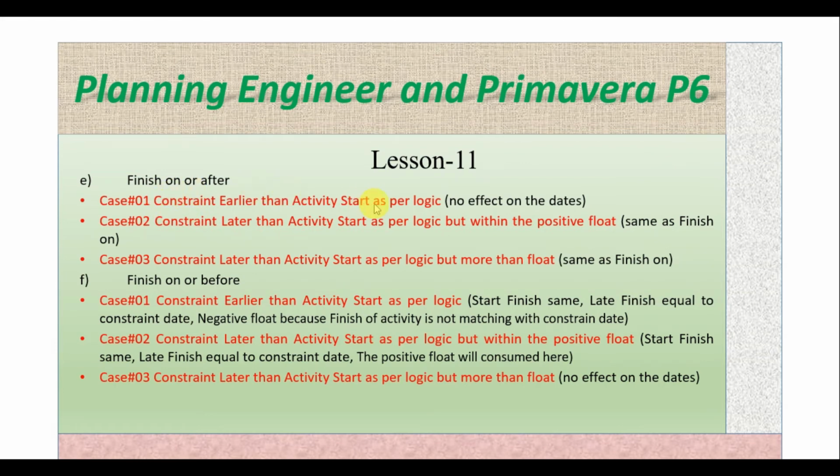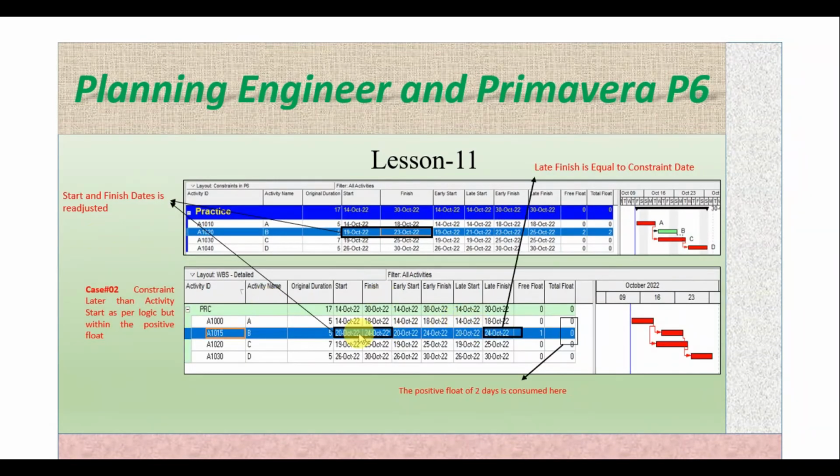So here next constraint type is finish on or after. So case 1, if we are keeping the constraint before the start of the activity, there will be no effect on the date. Case 2, it is later than the activity start as per the logic but within positive float, same as finish on. So what was the finish on? Case 2, it will be same, means the finish of this activity will be equal to the constraint date and it will consume the float.